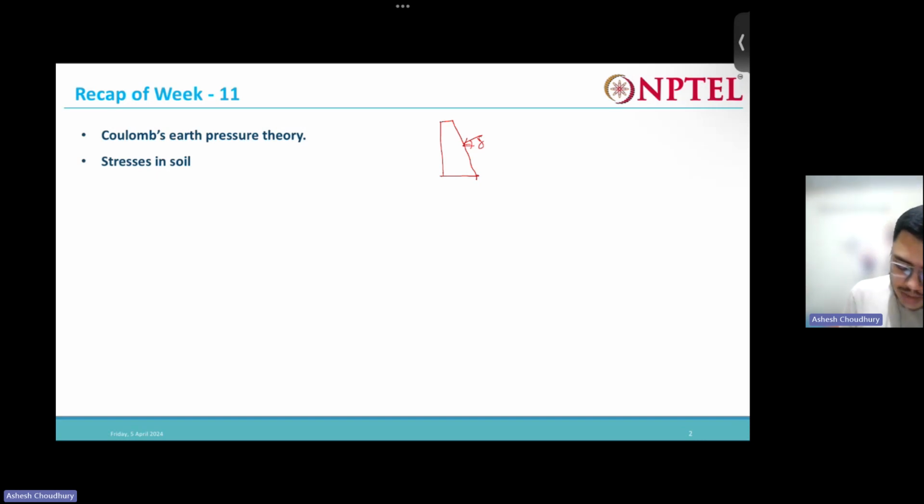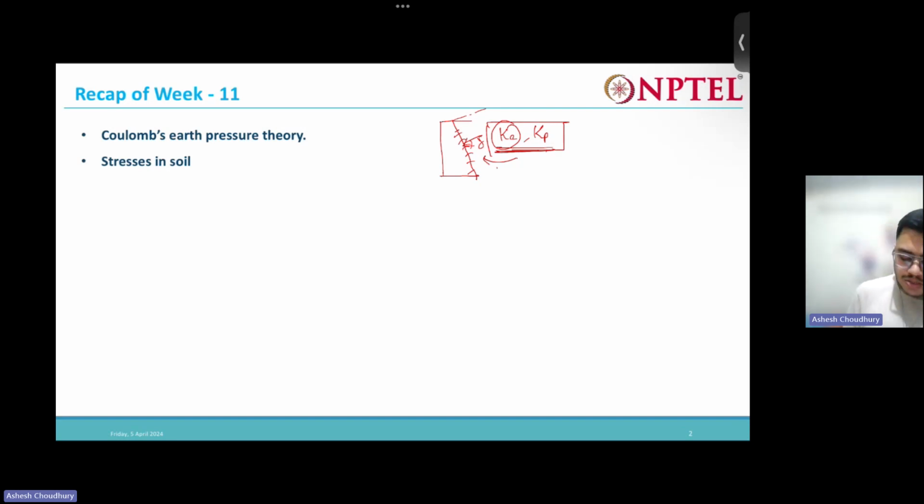Also, we assume that the backfill is not straight, it is at some angle. So for that we have a different expression for Ka and Kp as well. If you want to use Coulomb's theory, if you consider that the wall is rough, then you need to use these modified expressions for the coefficient of earth pressures.